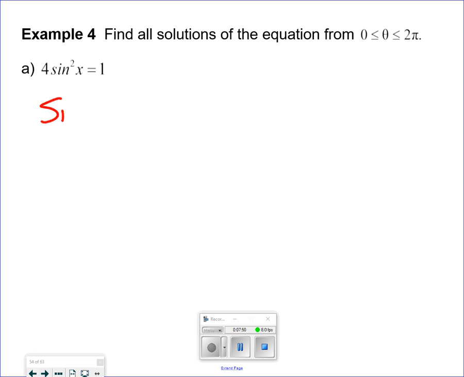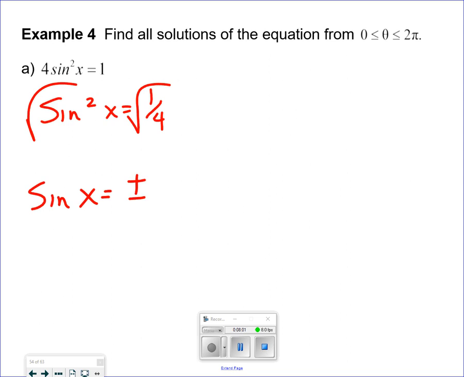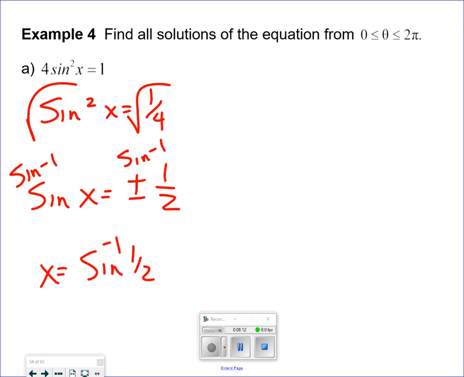Solve. All right, sine squared x equals 1/4. Take the square root of both sides. So sine of x equals positive and negative 1/2. And so I'm going to do arc sine of both. So I need the inverse sine of 1/2, and I need the inverse sine of -1/2. So instead of just getting 2 answers, I'm actually going to get 4 answers.